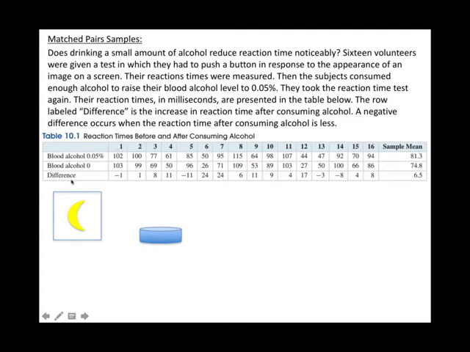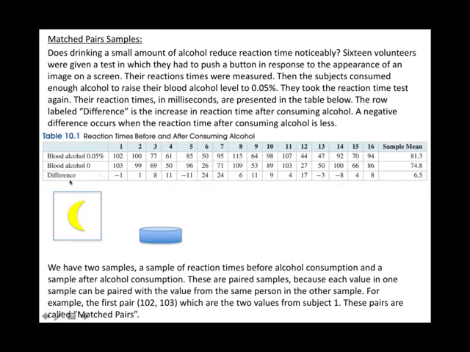And then you find the difference. So we use 102 minus 103, and you get negative 1 here. 100 minus 99, you get 1. So we call this the difference, and you're going to see the D in here.